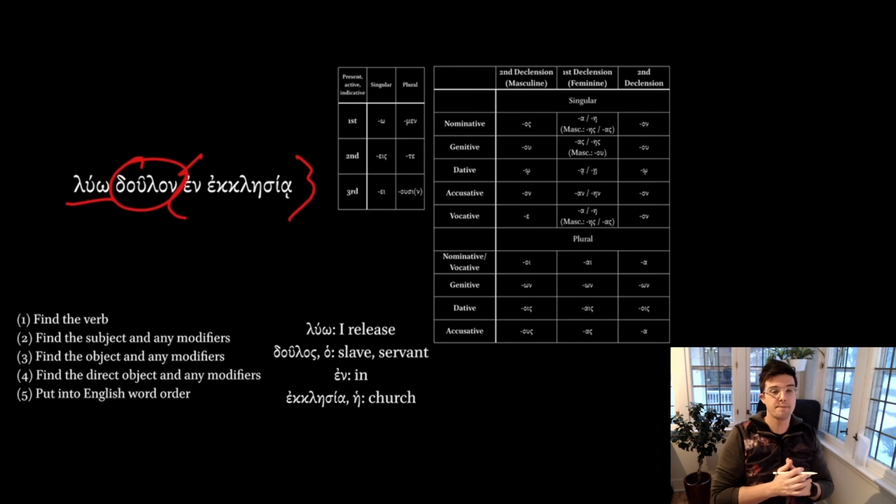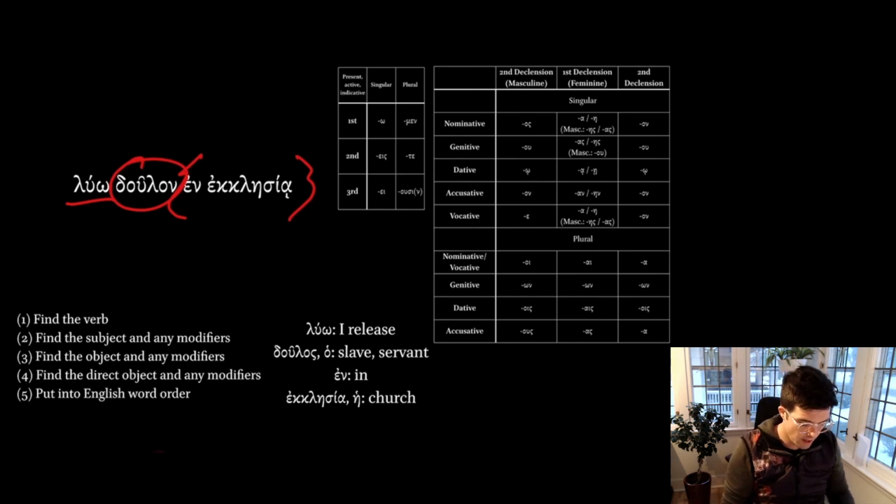So we're going to look something like this. Luo is going to be our verb in the sentence. And the subject in this case is embedded in the verb. It's an I release or I loose. There is no nominative noun in the sentence, so the subject is embedded in the verb. I loose a slave or a servant.